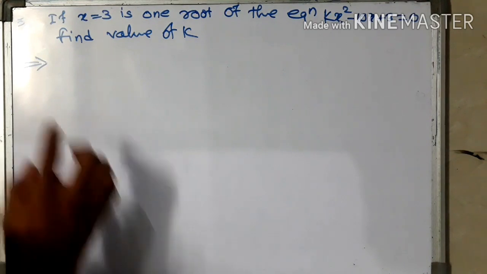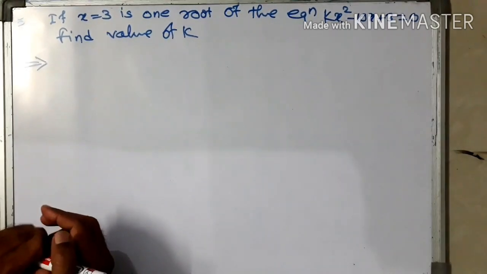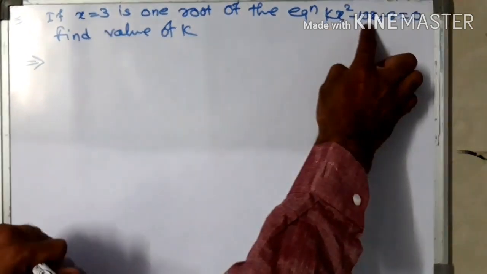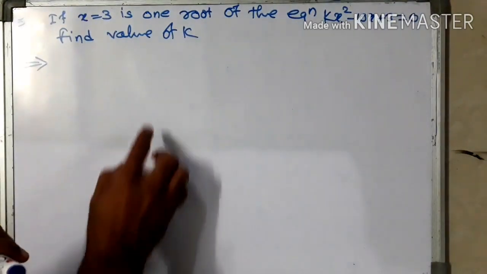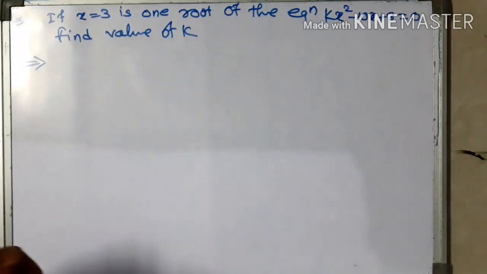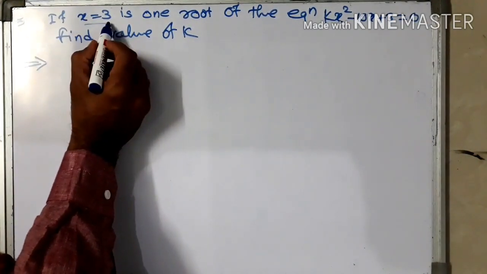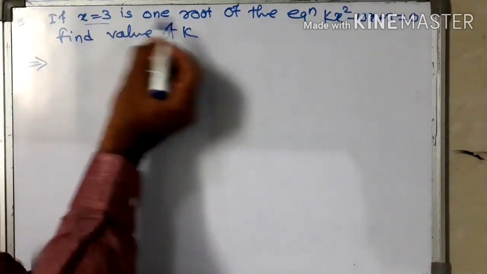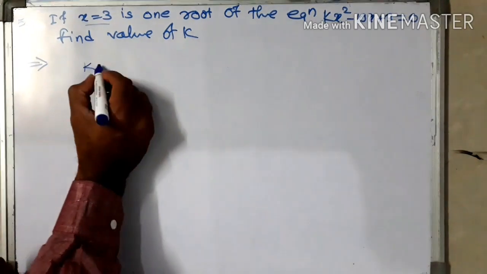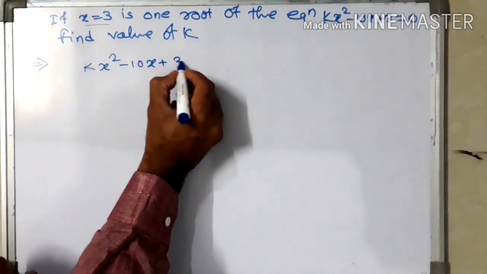Question number 5, practice set 2.1: if x equals 3 is one of the roots of equation kx square minus 10x plus 3 equals 0, find the value of k. Here we should find value of k, and the information is that one of the roots is given, x equals 3. Let's take the equation kx square minus 10x plus 3 equals 0.